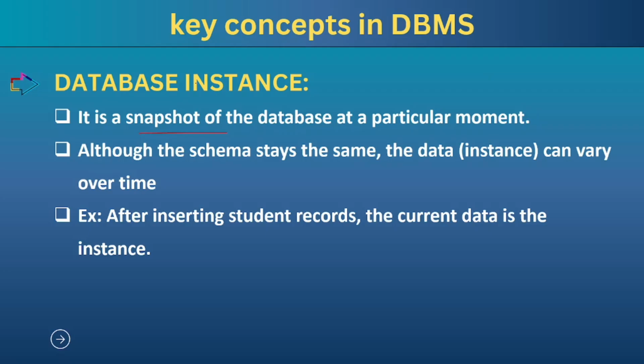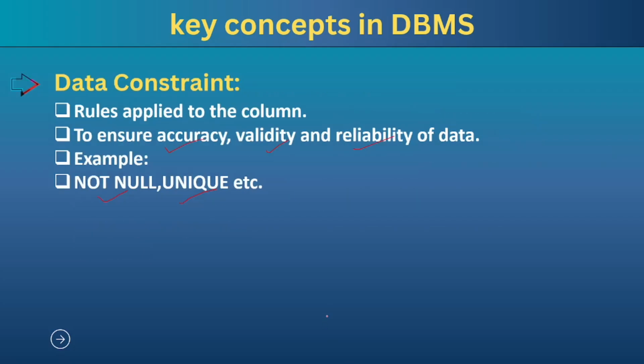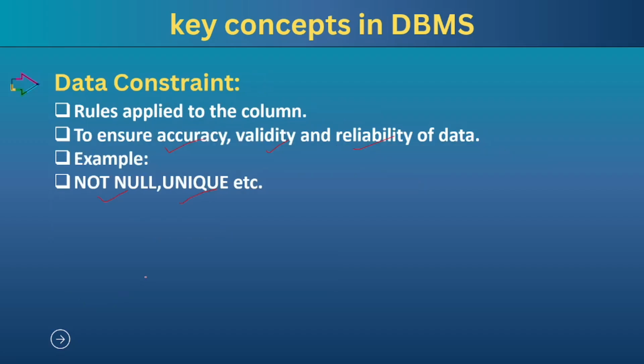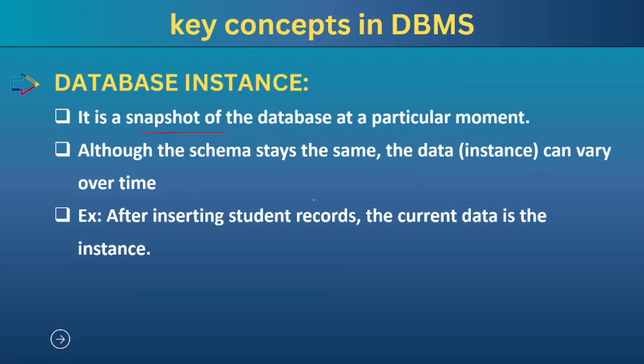Okay, what is the meaning of database instance? It is a snapshot of the database at a particular moment. For example, you are preparing the table here, right? But I am not mentioning any value here. At the present moment, you are entering the value, right? That is nothing but the instance. Initially, the column doesn't have any value, right? I started entering the rows now. So it has started accepting the values, right? That moment, we will call it an instance.